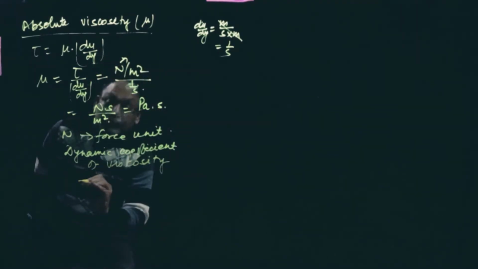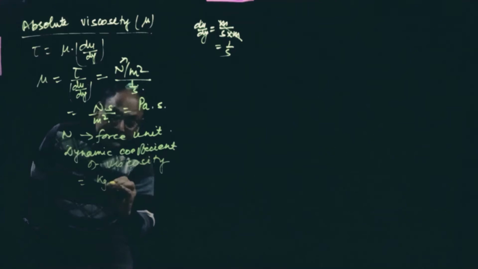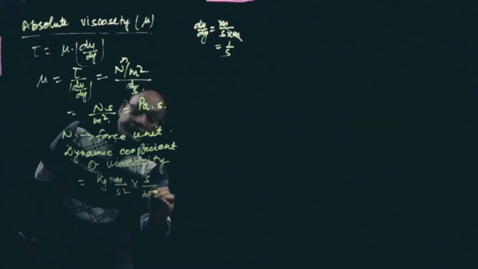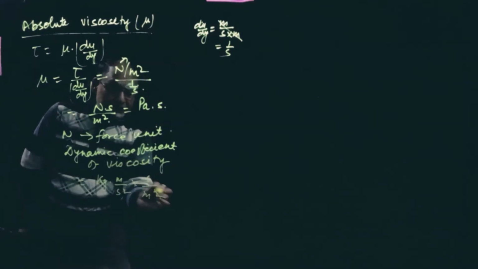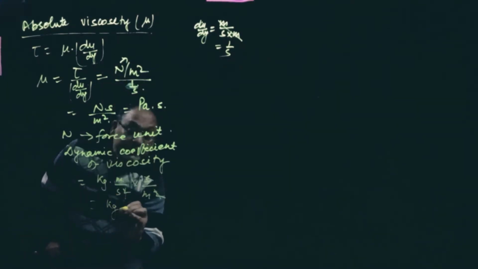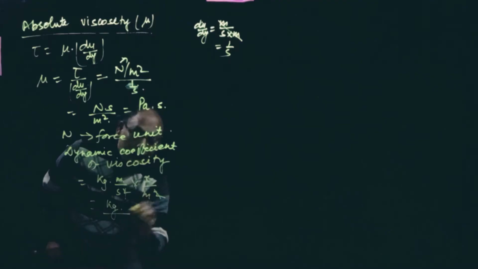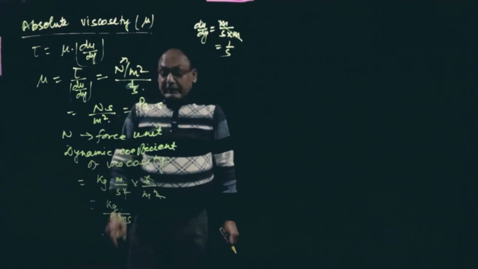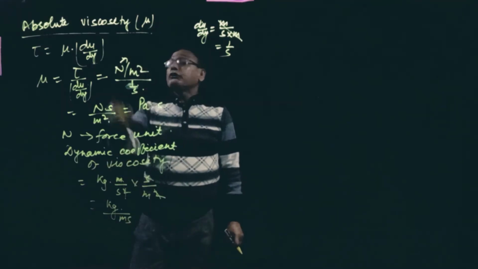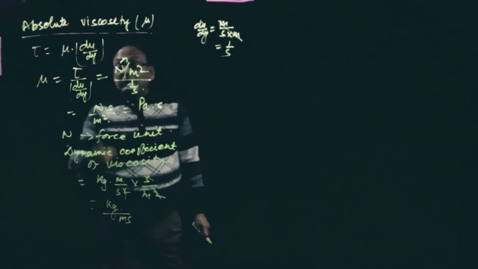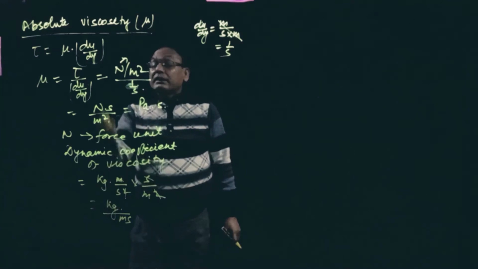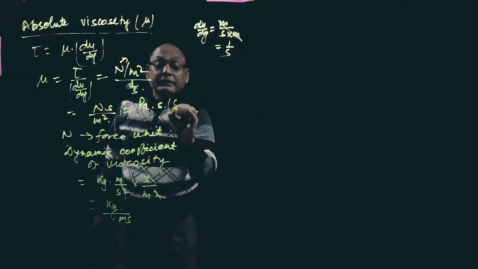Now if we convert this, Newton is nothing but kg meter per second square, into second per meter square. Am I right? See here, this meter and this meter will get cancelled, this second and this second will get cancelled. So kg per meter per second. Kg per meter per second is also known as the unit of absolute viscosity. Remember these units, these are SI units.